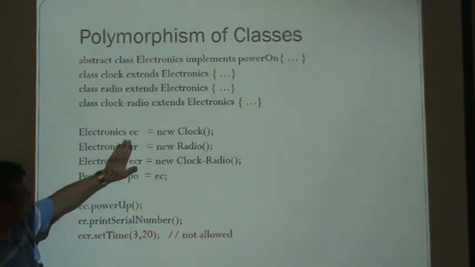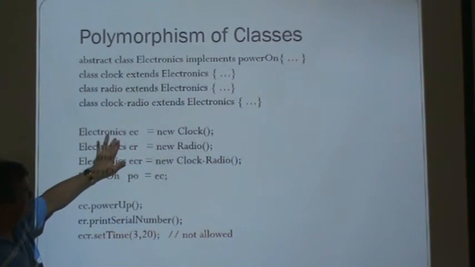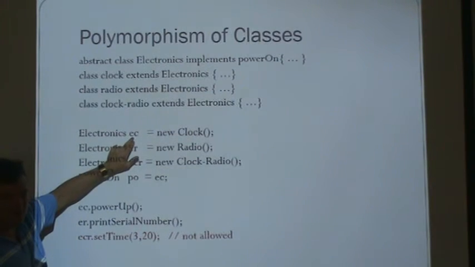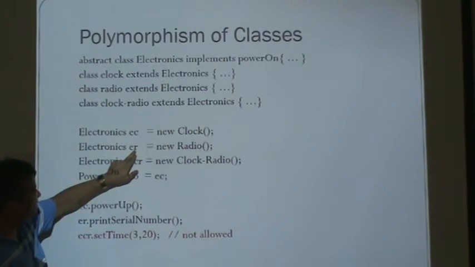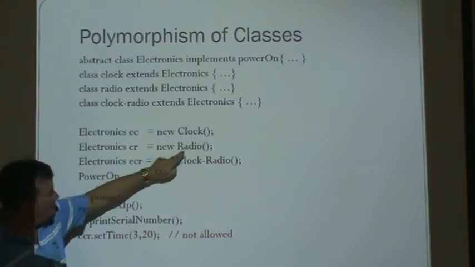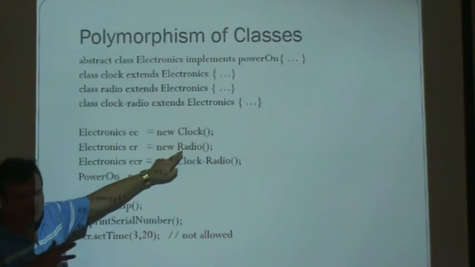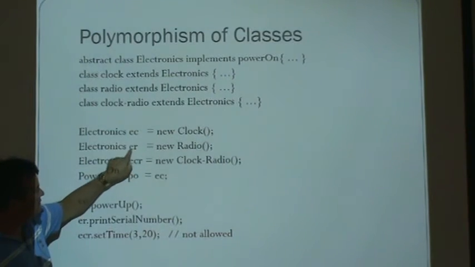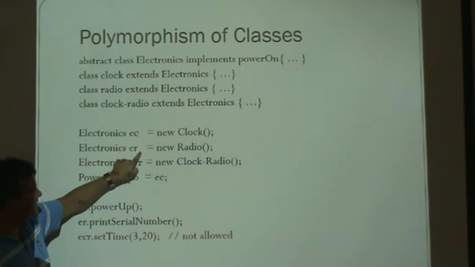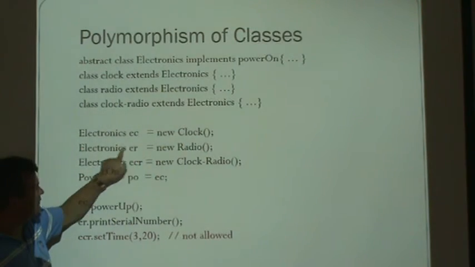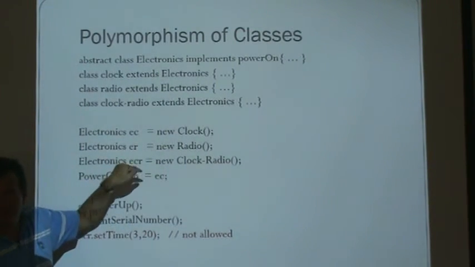Right. So the question is, if an electronic device doesn't have hours and minutes, that's only specific to a clock. And here I could say an Electronics ER is a new Radio. And this might have fields in it like what radio station you're set to and what's the volume, but clocks don't have that. So if I started referring to ER.volume, what am I referring to? Because Electronics don't have a volume, and should I be able to?